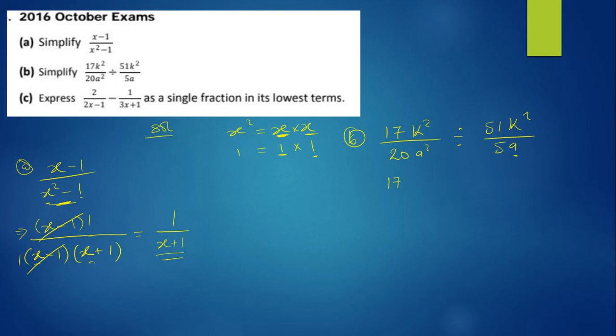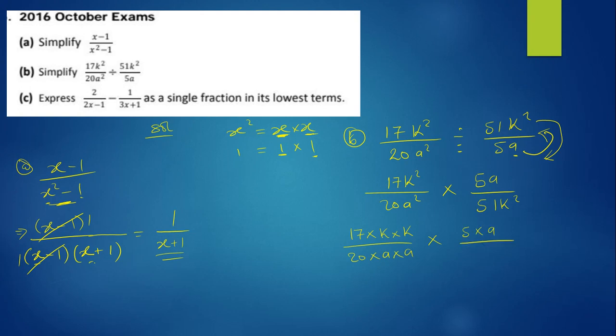You're having 17k squared, you maintain it, over 20a squared. And then this division will change into multiplication. Once it changes, this denominator you're seeing down here, 5a, will become the numerator, and the numerator will become the denominator. So we're going to have 5a on top over 51k squared. After doing this, you need to expand now. So how do you expand? You're having 17 times k squared, the same as k times k. Then you have expanded that, and you're going to have 20 times a, times 5 times a, and then down you're going to have 51 times k times k.